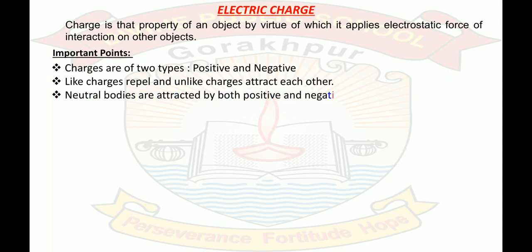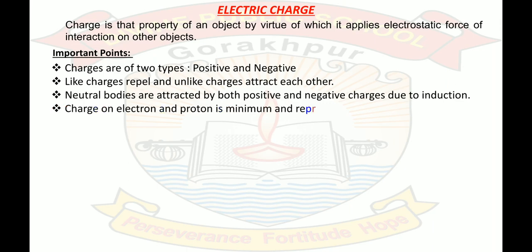Now, about neutral bodies. Neutral bodies are attracted by both positive and negative charge due to induction. What is induction? Induction is the property by virtue of which a body develops charges on the nearby surface when a charged body is put near it. We'll discuss electrostatic induction today in a detailed manner, but here the point is that neutral bodies are attracted by both positive as well as negative. So positive attracts a neutral body and negative also attracts a neutral body. Let us move ahead.